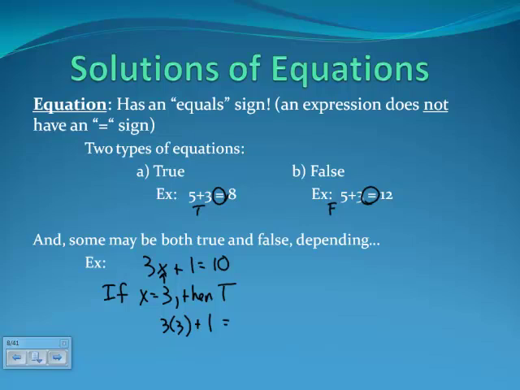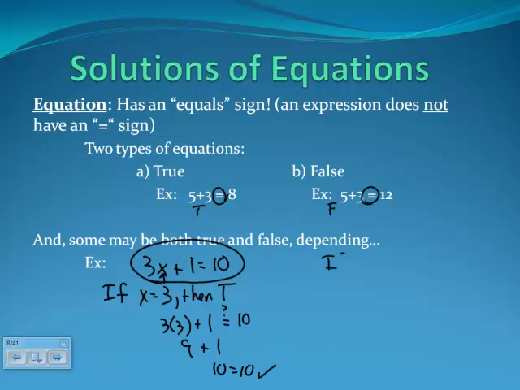And the question is, is that equal to 10? In order to be true, those two sides would have to be the same number. Order of operations: 3 times 3 is 9. And if you add 1 to that, you do get 10. 10 is equal to 10. True statement. So in this case, this equation is true if x is equal to 3.